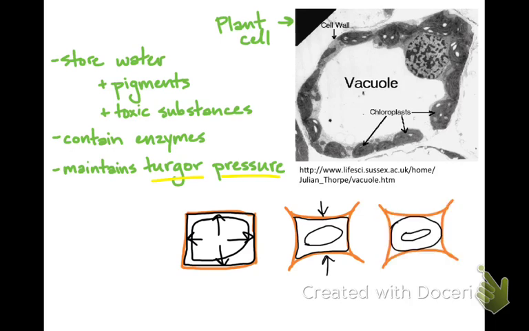And then this would be an example of what could happen when your plant cells start to die and turn brown. If the vacuole gets too small, the cell membrane will actually peel away from the cell wall, causing something called plasmolysis. And so that's very bad for the plant.